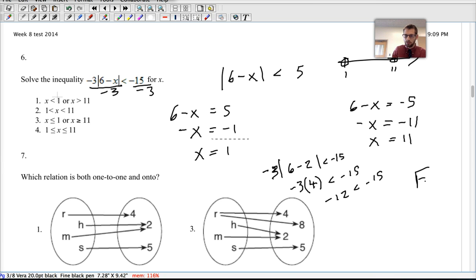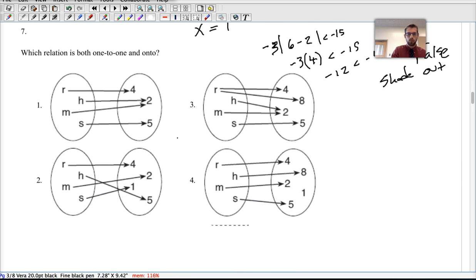Negative 12 is less than negative 15. This is false, so shade out. So I'm going to be shading here and here, which means that it's going to be answer choice number 1. X has to be less than 1, or, because outside is "or," X is greater than 11.